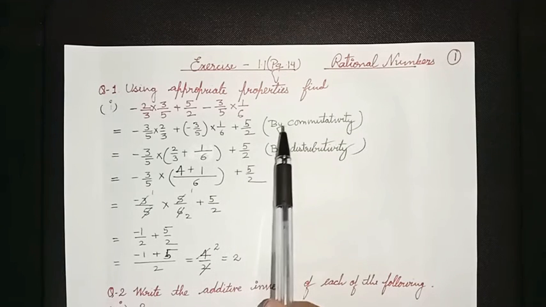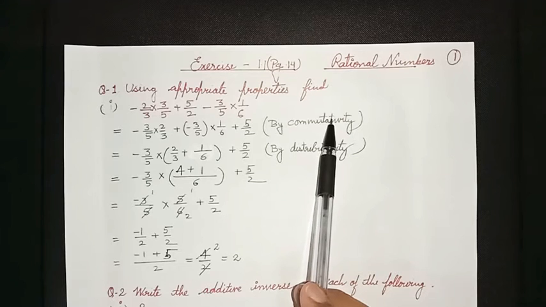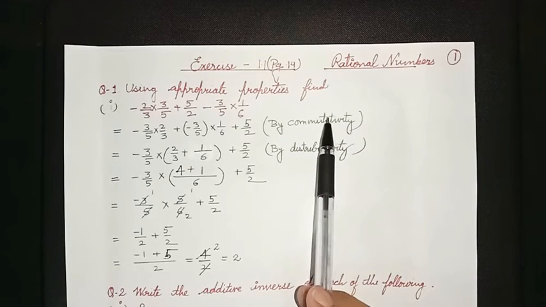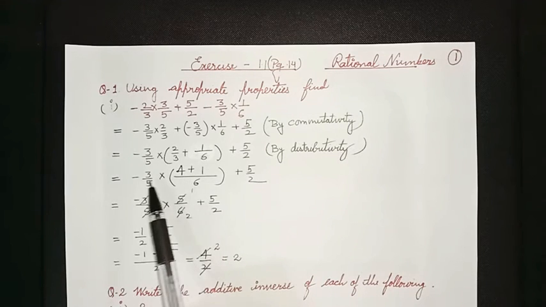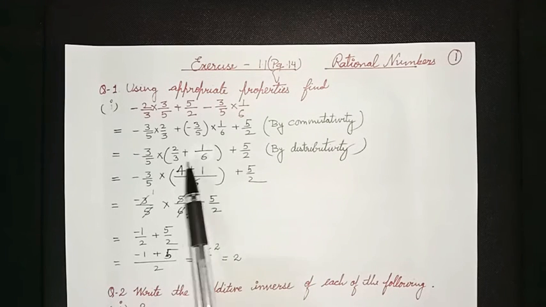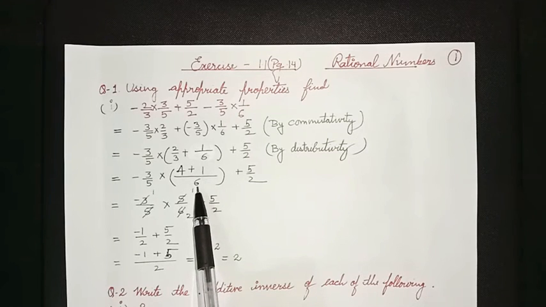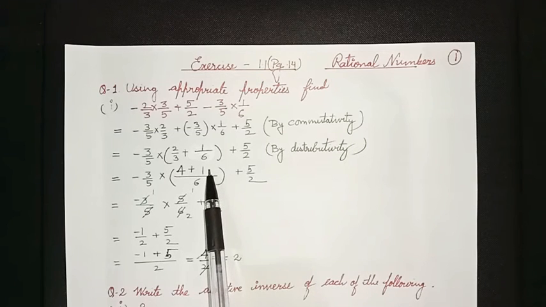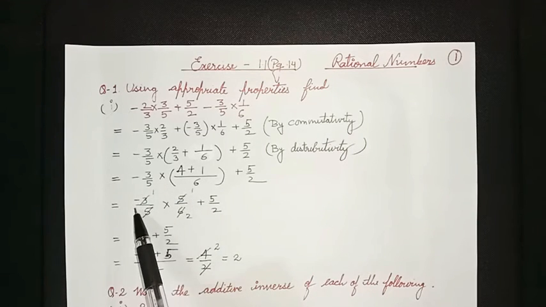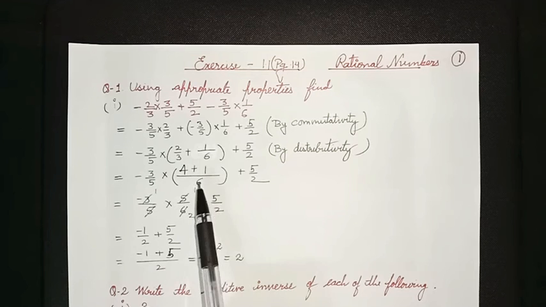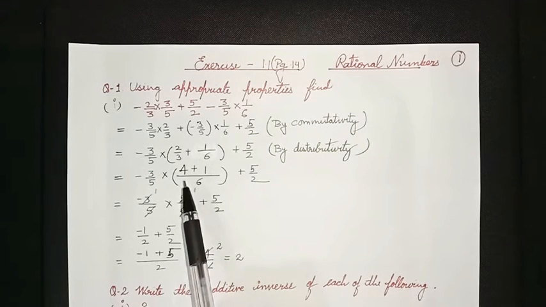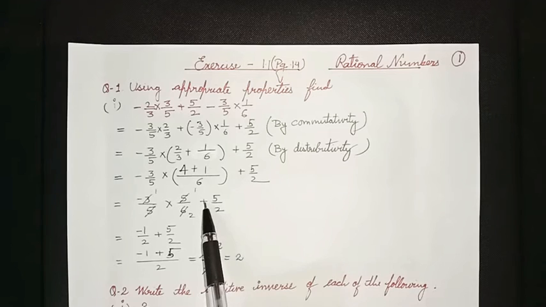Now you can see that in the first step we used the commutative property. In the second step we used the distributive property. After this we will take the LCM of 3 and 6, which comes 6, and here 4 and here plus 1 comes. Now in the next step, minus 3 by 5 into 4 plus 1 upon 6, that is 5 upon 6, plus 5 by 2.